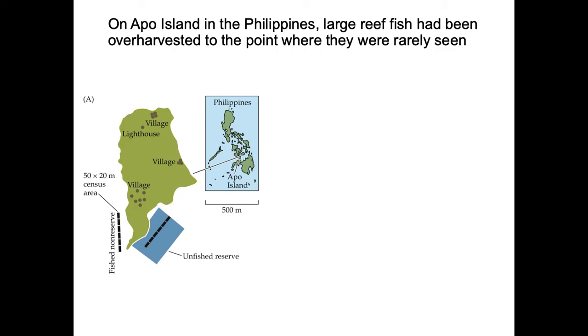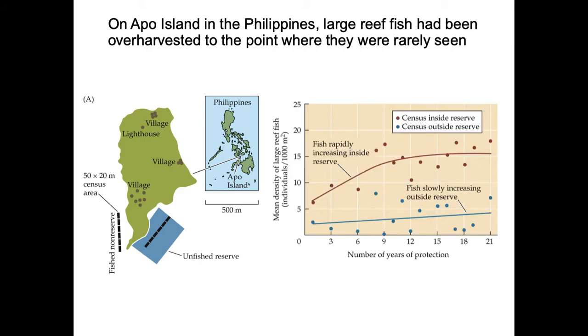So an example here in the Philippines, large reef fish had been over-harvested, so much that they weren't seen anymore. And so what they did was they had areas where there was an unfished reserve, and then they did these surveys to look at the density of large reef fish, and you can see here that inside the reserve the fish were rapidly increasing, but right outside of the reserve the fish were slowly increasing as well, and that's because the reserve provided a place, a refuge for those fish.